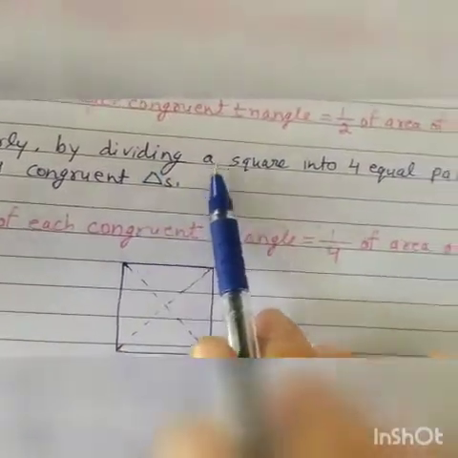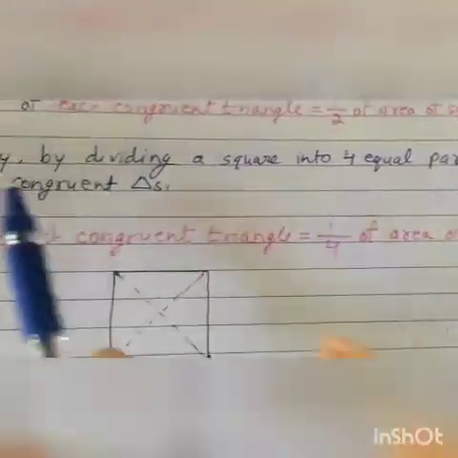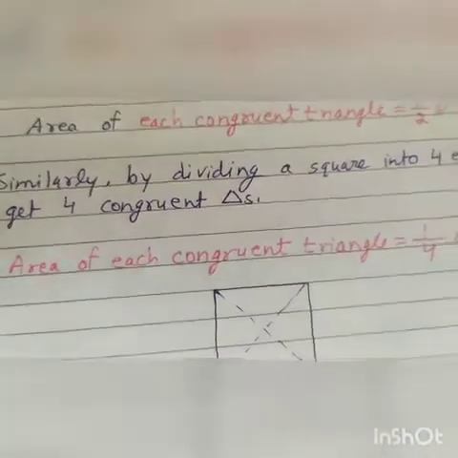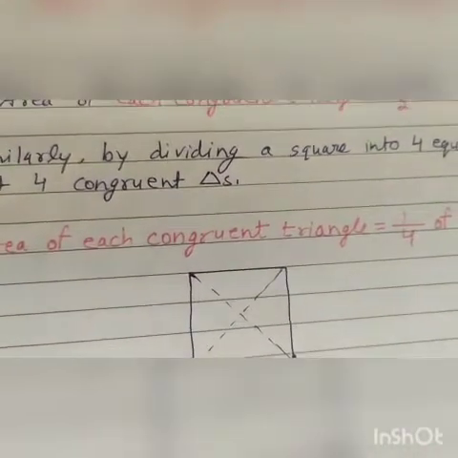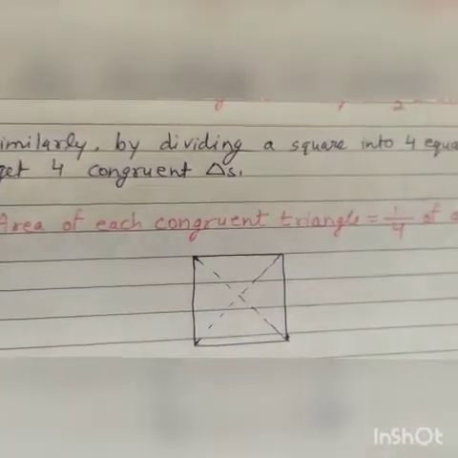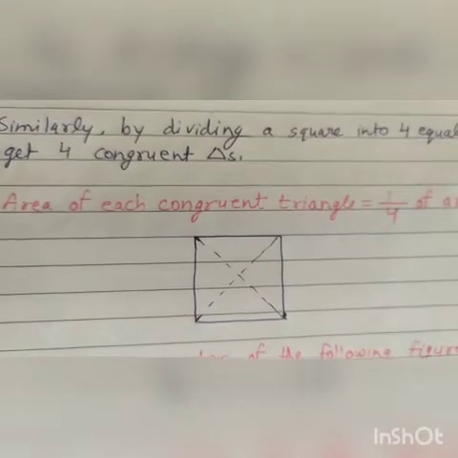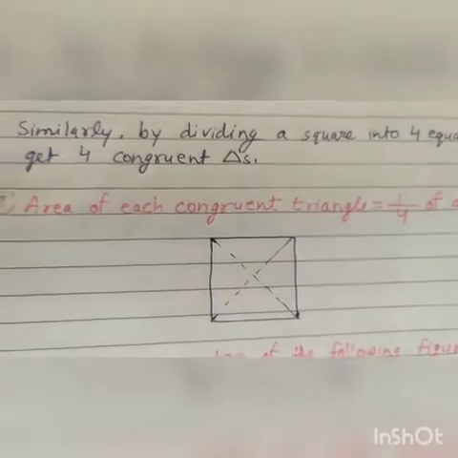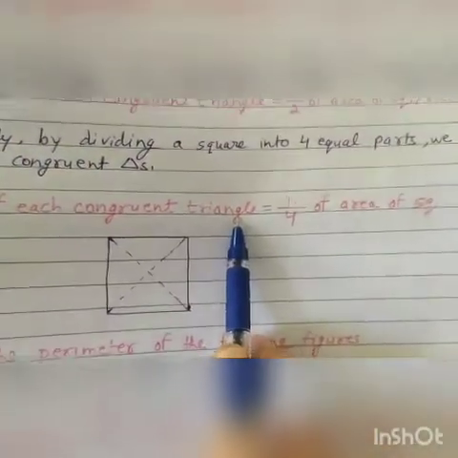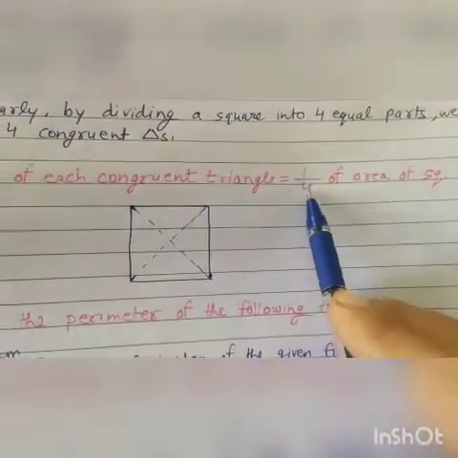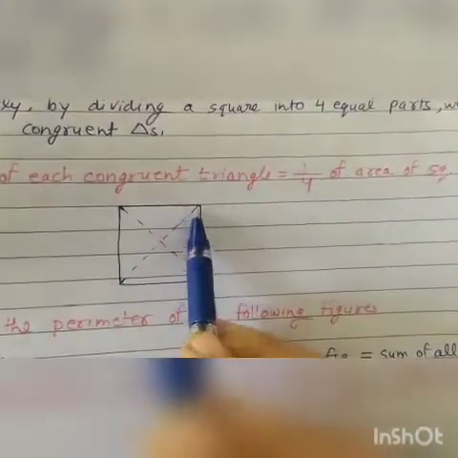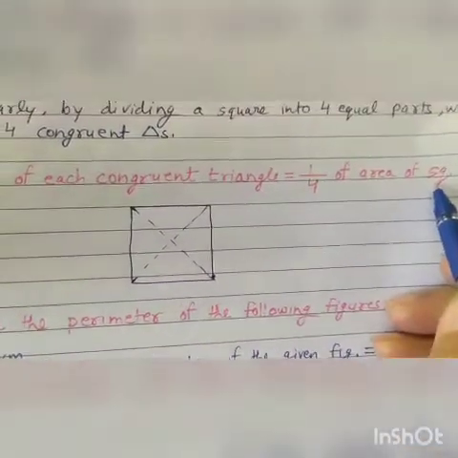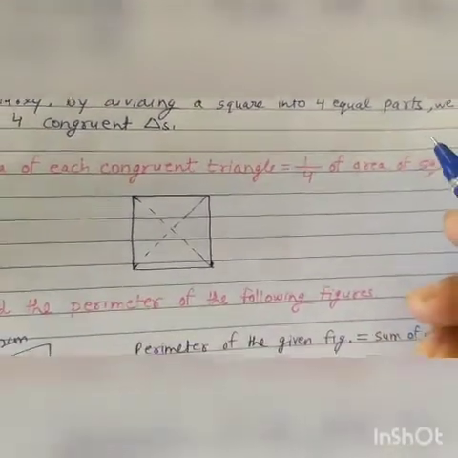Similarly, by dividing a square into 4 equal parts, we get 4 congruent triangles. Means if we divide a square into 4 parts, then we have to divide the area by 4. If we divide the square or rectangle into 2 parts, then we will divide the area of the given figure by 2. Area of each congruent triangle, when there are 4 triangles, then 1 upon 4 of area of square. First we will find the area of this square, then 1 upon 4 of area of square. It will be more clear when we will do the exercise.